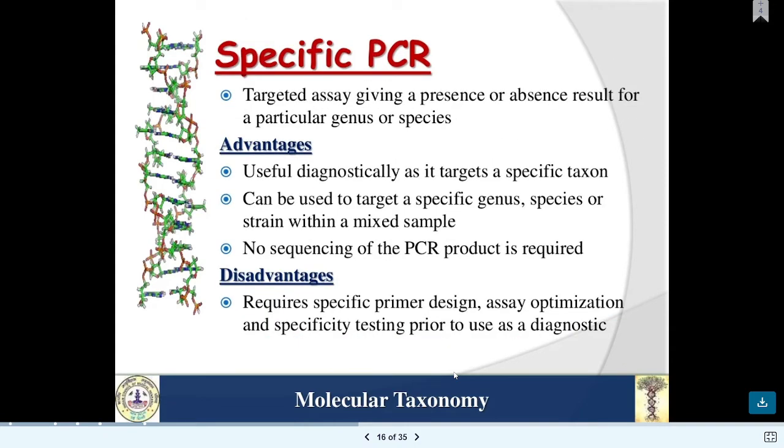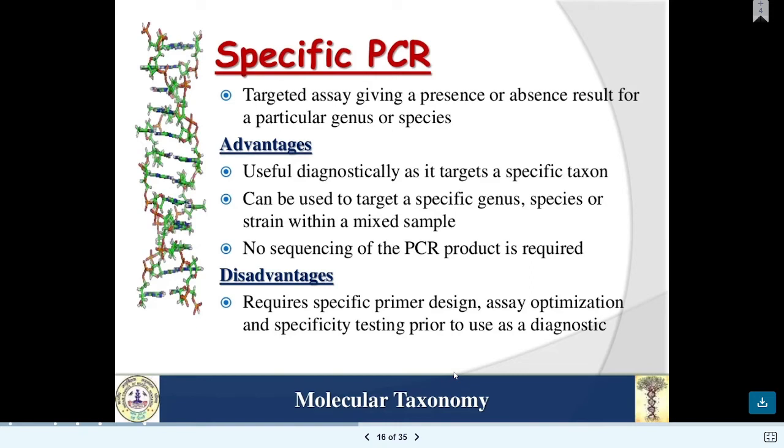So what is meant by specific PCR? It is a targeted assay giving a presence or absence result for a particular genus or species. Take the example of RT-PCR that we generally do for corona. We specifically select two types of genes from these coronaviruses, amplify them, and see whether the virus is present or not. So it is completely a typical specific organism-based PCR. PCR is always specific. So a targeted assay gives us a presence or absence result.